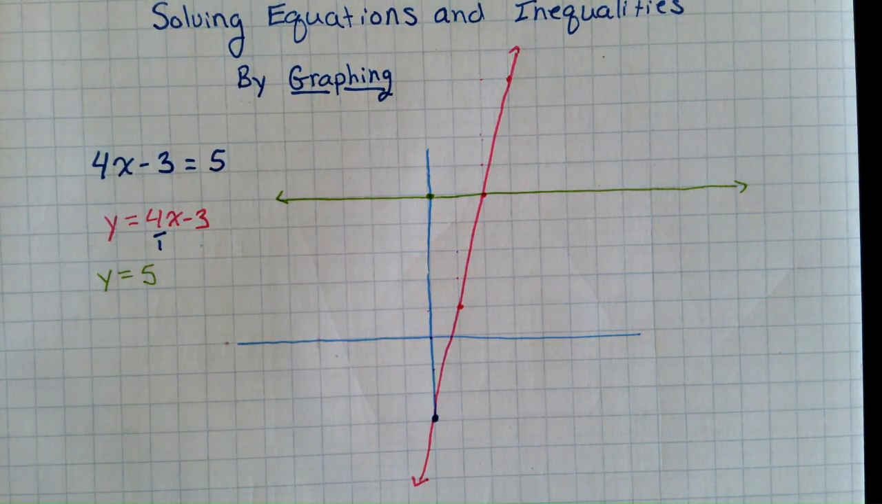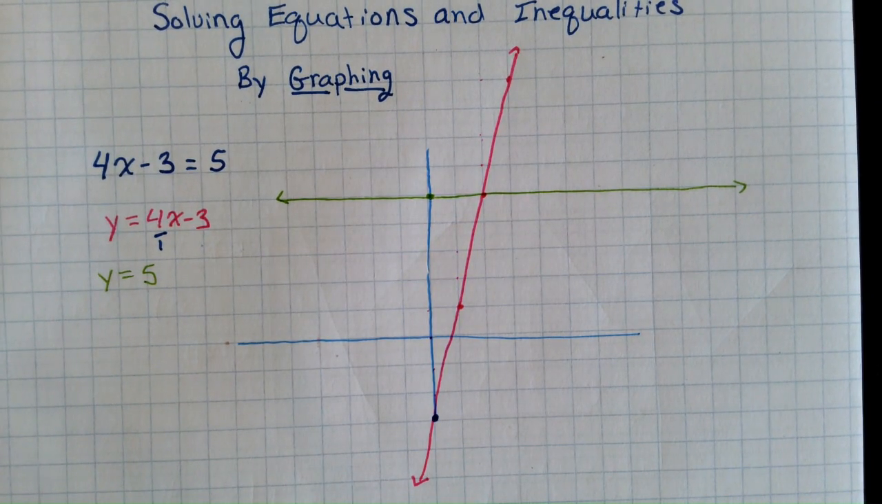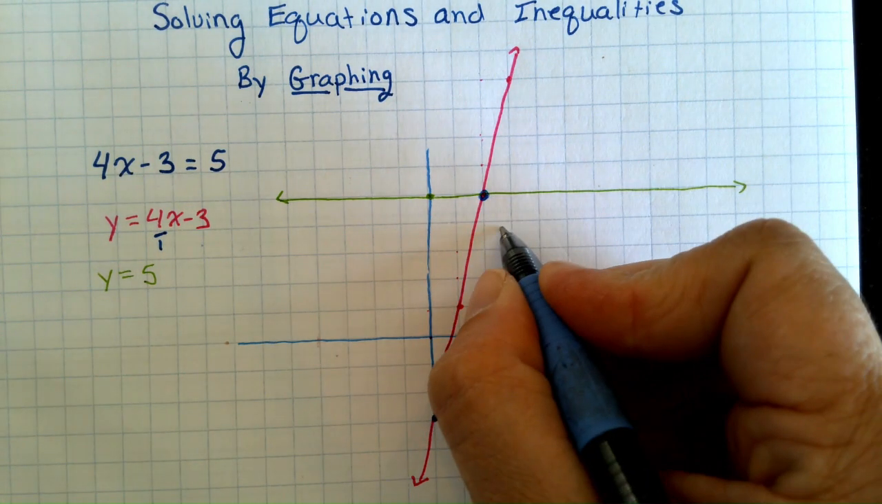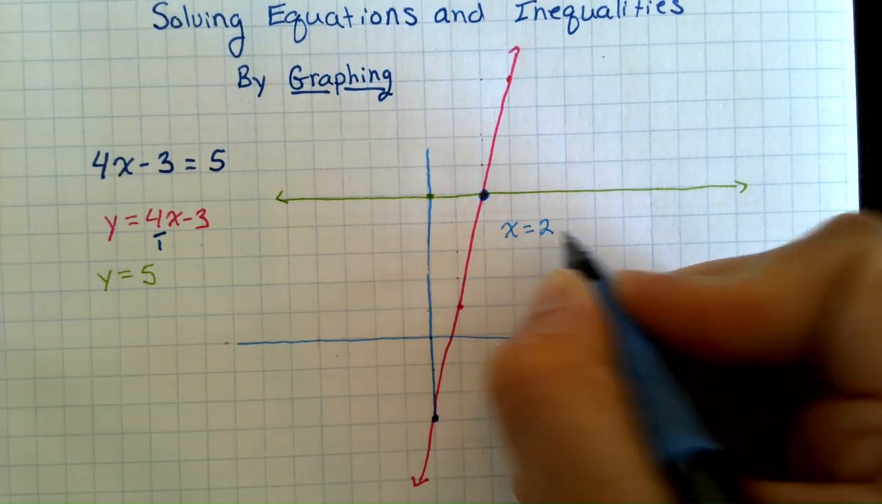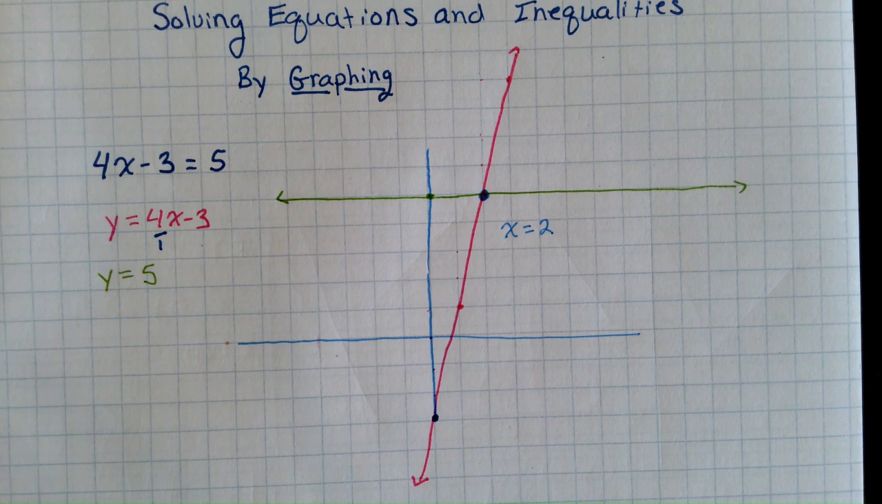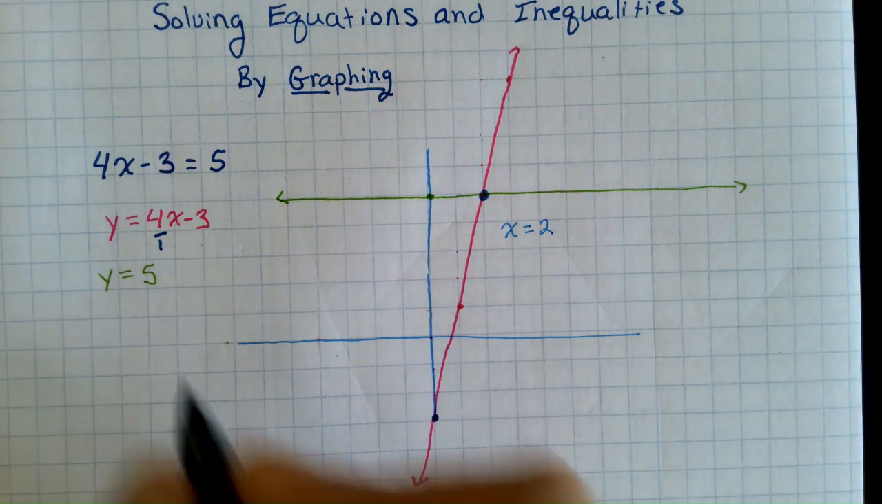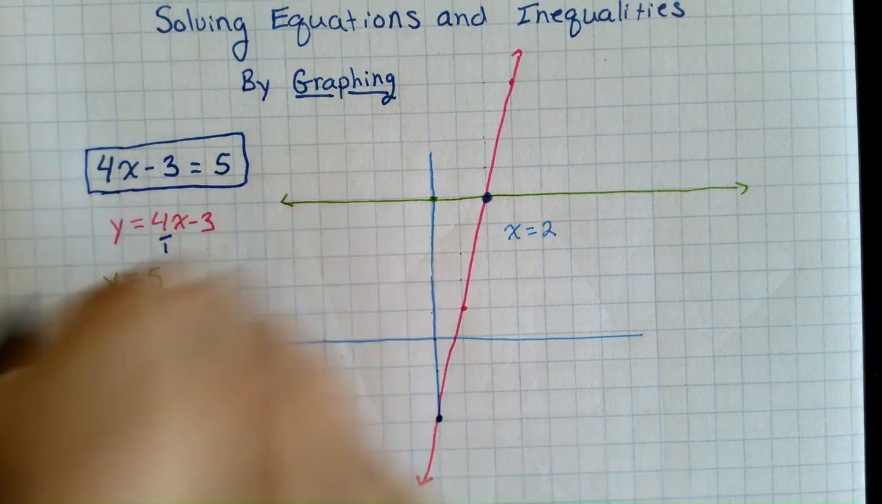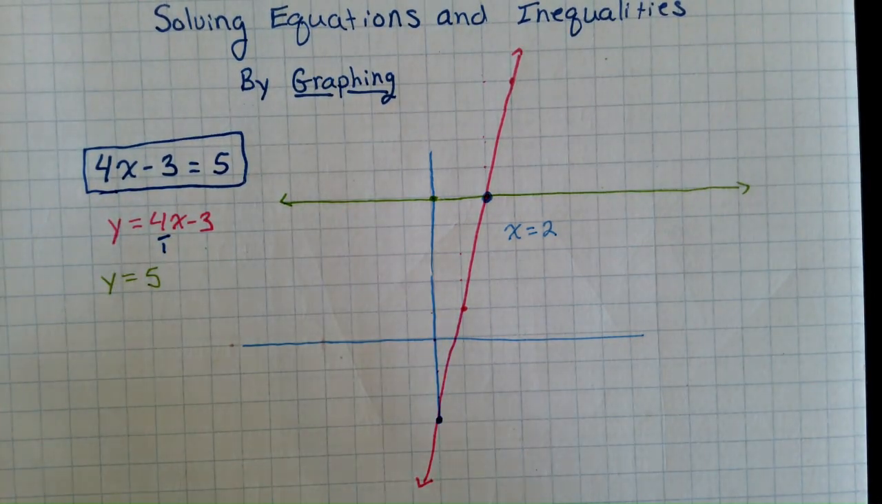Now, if you happen to notice, the pink line intersected the green line. What x value did they intersect at? X equals 2. And that is our solution to our original equation. What value would make this statement, that's what we call a mathematical equation like that, true? And the answer is 2.